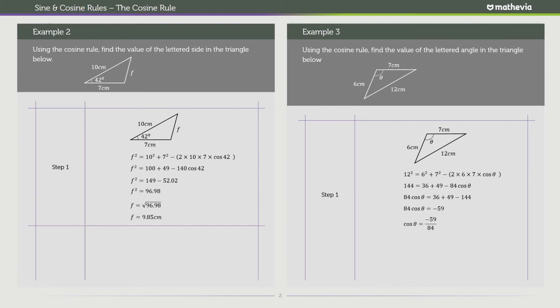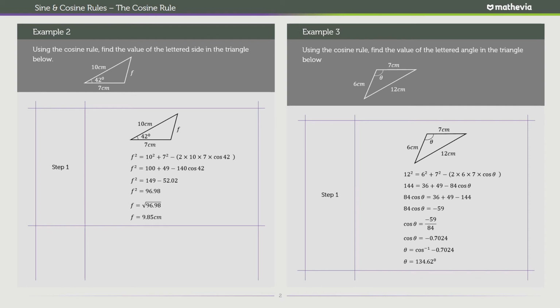Then we divide both sides by 84. We have cos theta equals minus 59 divided by 84. And when you work that out, you have cos theta equals minus 0.7024. And to find your theta, you just find the cos inverse of that, and you should end up with 134.62 degrees. So our answer is 134.62 degrees.